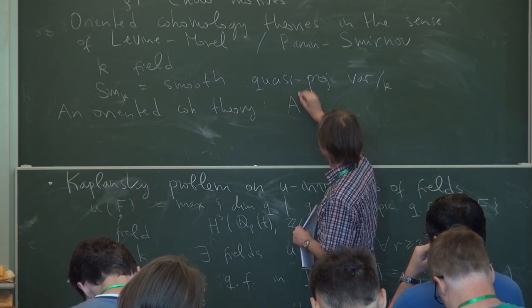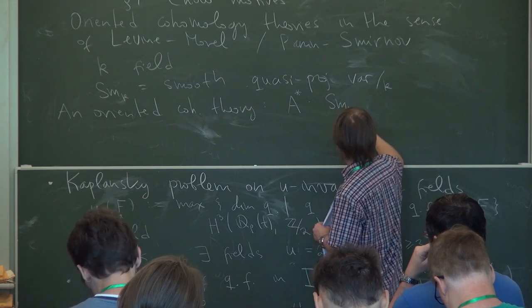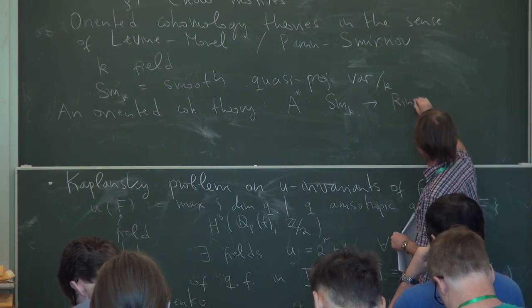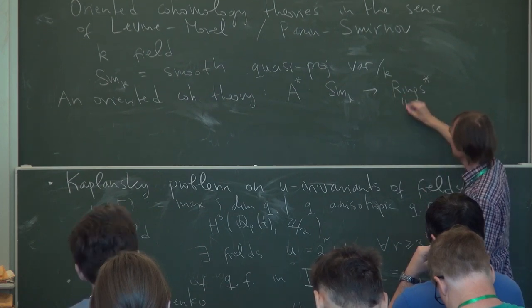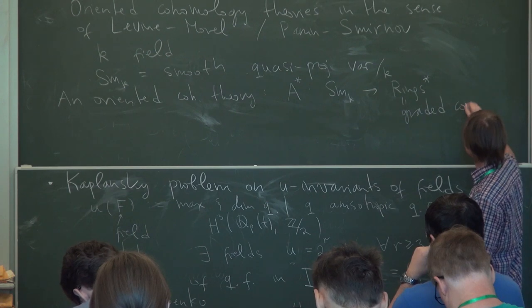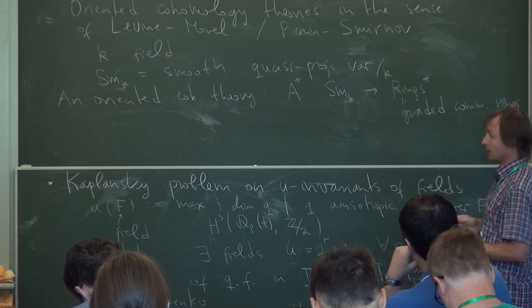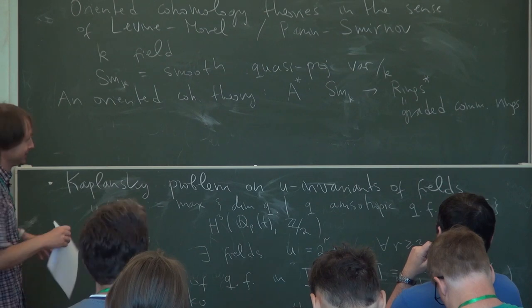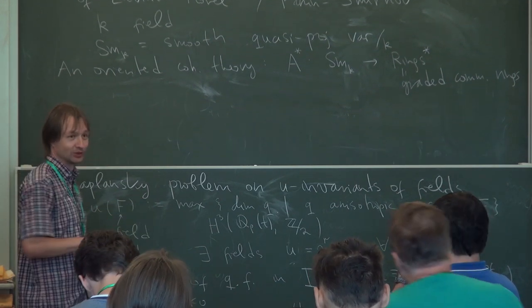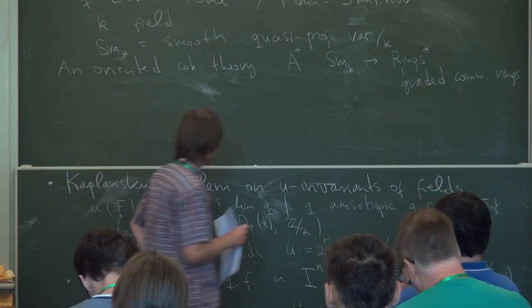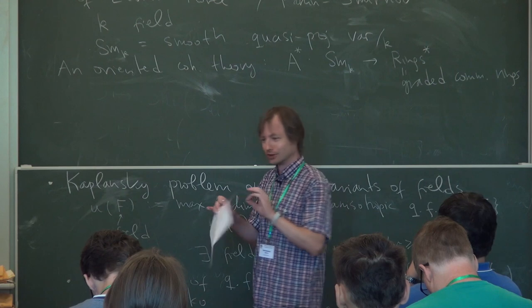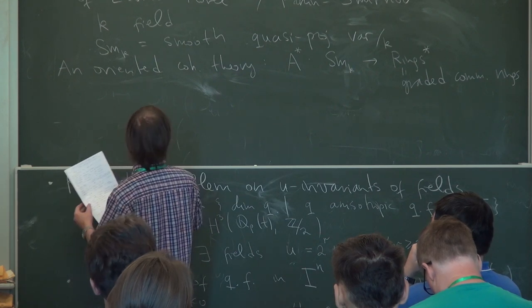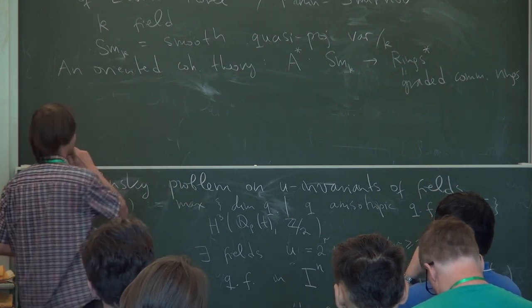So this is a functor, A star, from this category to the category of graded commutative rings. So rings which are graded, satisfying a long list of axioms. Of course, I don't want to give a complete list. It's too long. But let me mention some typical axioms, so that you have a feeling how it looks. So first, actually, it's important.